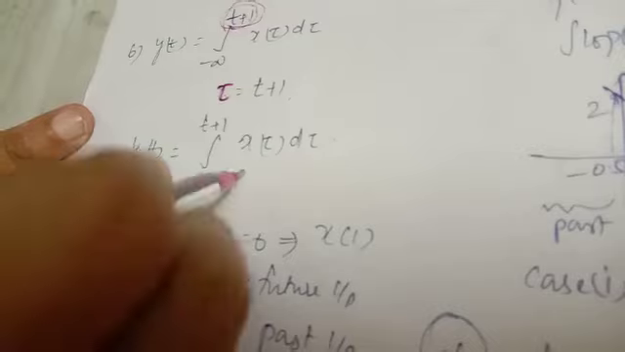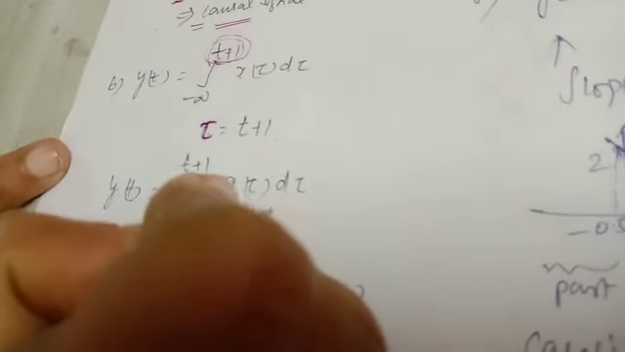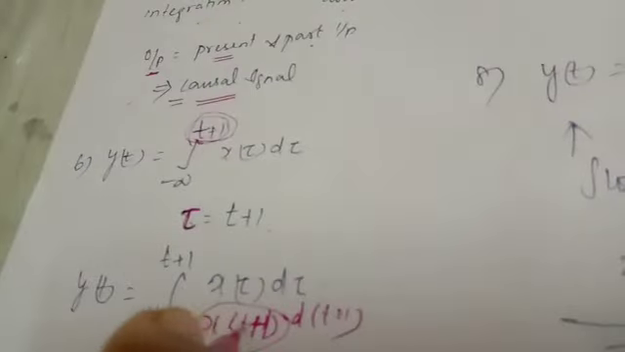So y of t becomes the integration from minus infinity to t plus 1, and x of tau d tau becomes x of t plus 1 into d of t plus 1. If t equal to 0, what happens? x of t plus 1 becomes x of 1. So at the present value t equal to 0, the output depends on the future input.